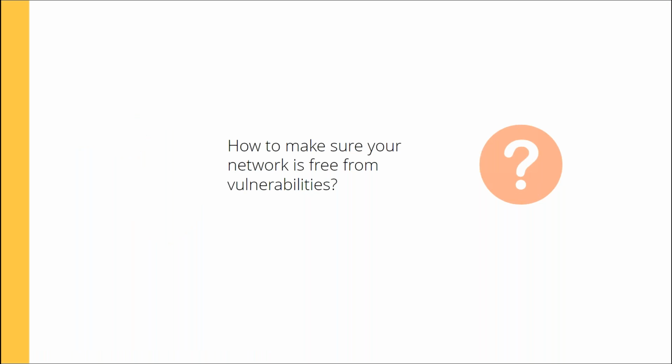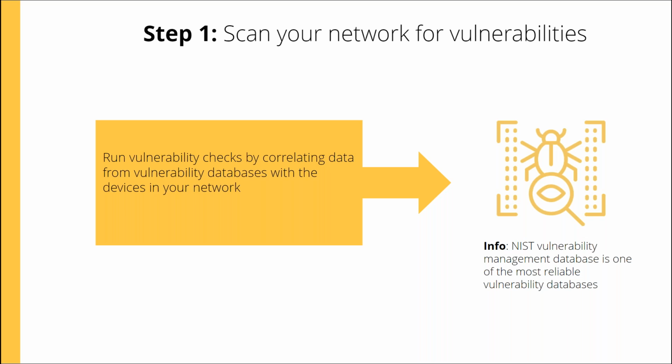Now let's talk about how you make sure your network is free from vulnerabilities. We are not sure whether home networks would be as safe as the office network. So how do you do that? We give you a few steps to check that. First, you can scan your networks to check if there are any vulnerabilities. If you have any tool for vulnerability checks, you can run it to scan your network.